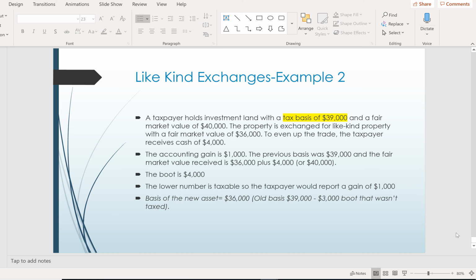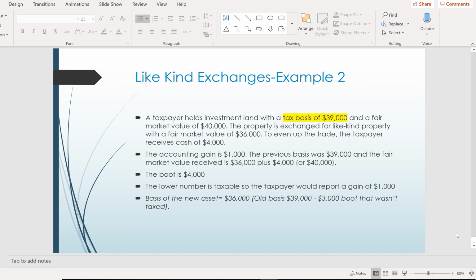Now, if this were a sim, they'd give you a little variation on that, right, in the next part. Now they'll tell you that the basis was $39,000 instead of $30,000. That's the only difference. The basis is $39,000 instead of $30,000. And the fair value is $40,000, and you're exchanging that for like-kind property with a fair value of $36,000. And to even up the trade, you're getting cash of $4,000. So this time the accounting gain or the realized gain is only $1,000. That's the $36,000 plus the $4,000 that's received. Compared to the old basis of $39,000, you've got a realized gain of $1,000, and the boot is still $4,000.